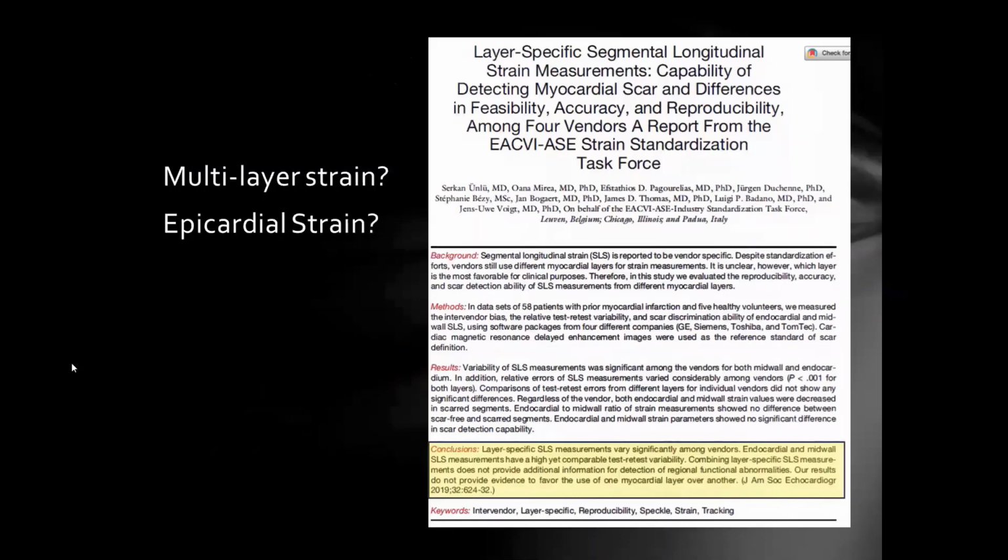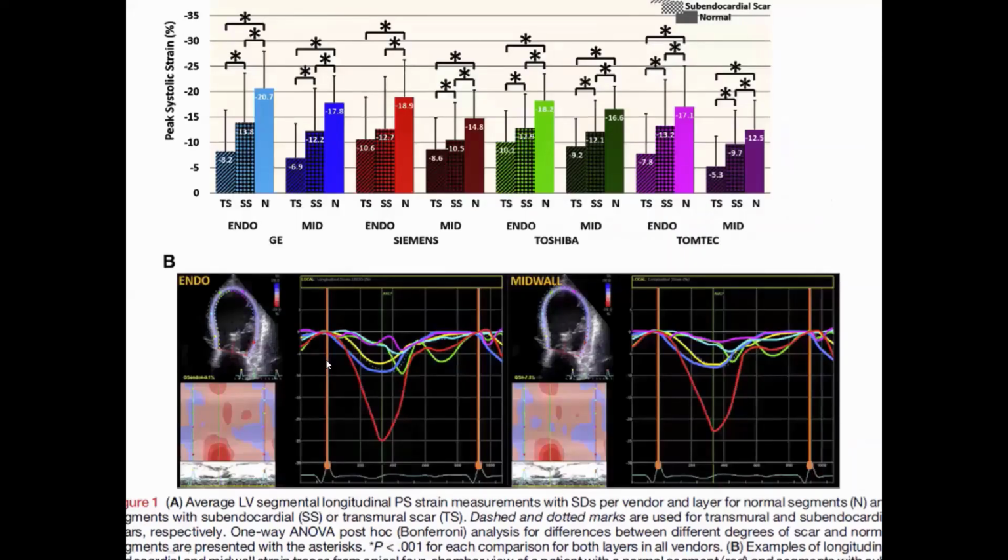One caveat I have to that, and I'll thank Jeff Hill for pointing this paper out to me, is that there was a study done with the ASE as a task force on multi-layer strain, epicardial strain, and basically what they show is, as we have had with all levels of strain, as we've advanced the technology and then studied it, we have variance between vendors. So that makes it more and more difficult to have a standard mean value or change in value when we're looking at one data set here and looking at epicardial, transmural, and then endocardial strain.